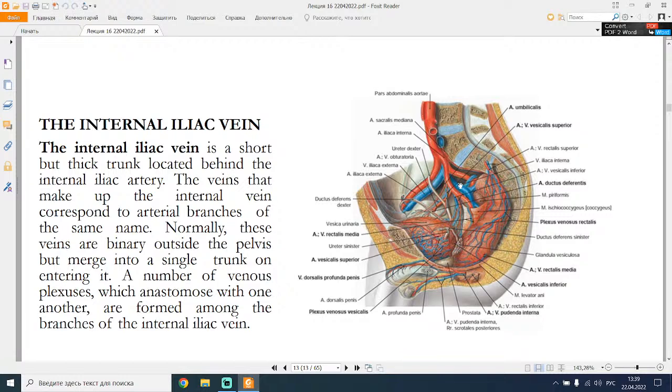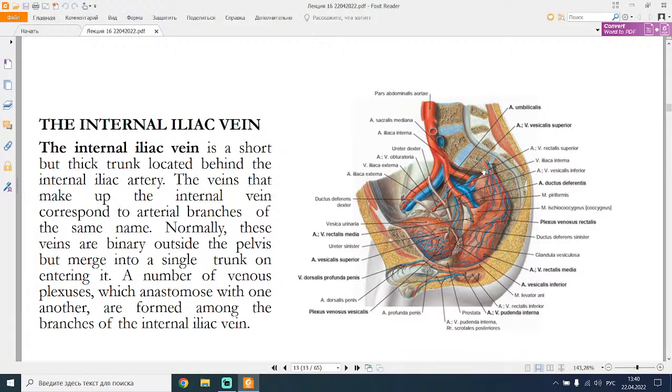The internal iliac vein is a short but thick trunk located behind the internal iliac artery. The veins that make up the internal iliac vein correspond to arterial branches of the same name. Normally, these veins are double outside the pelvis, but merge into a single trunk on entering it.